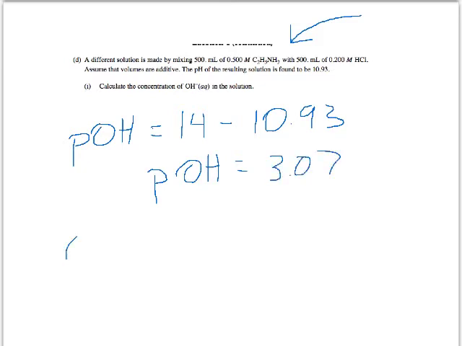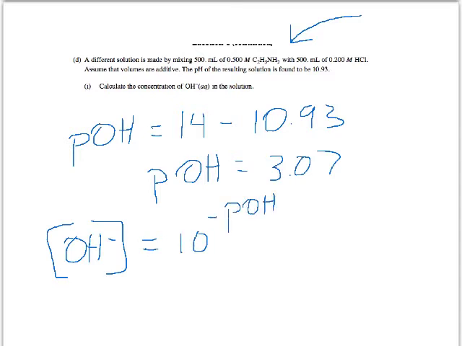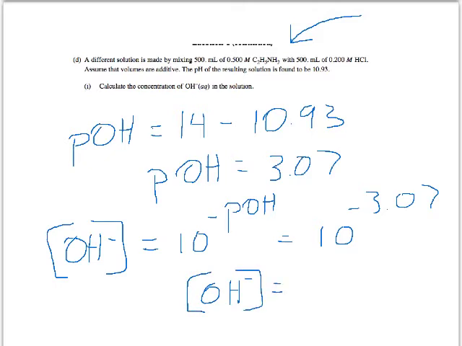And what do we do here? Well, we say that the OH concentration is going to be equal to 10 to the minus pOH, and that means 10 to the minus 3.07. It's an equal sign, and that means that the OH concentration will be equal to 8.5 times 10 to the minus fourth. Alright, so that's a point.